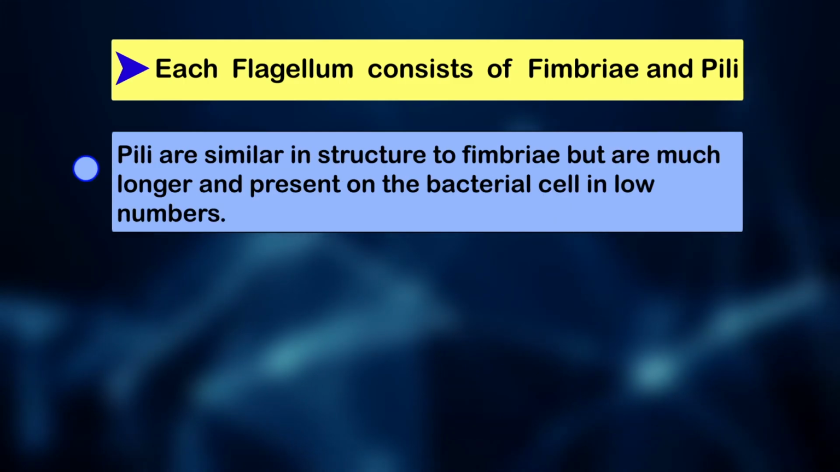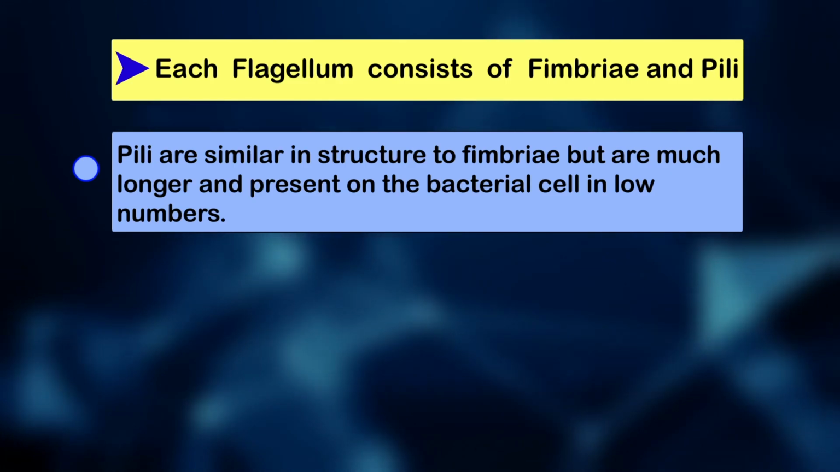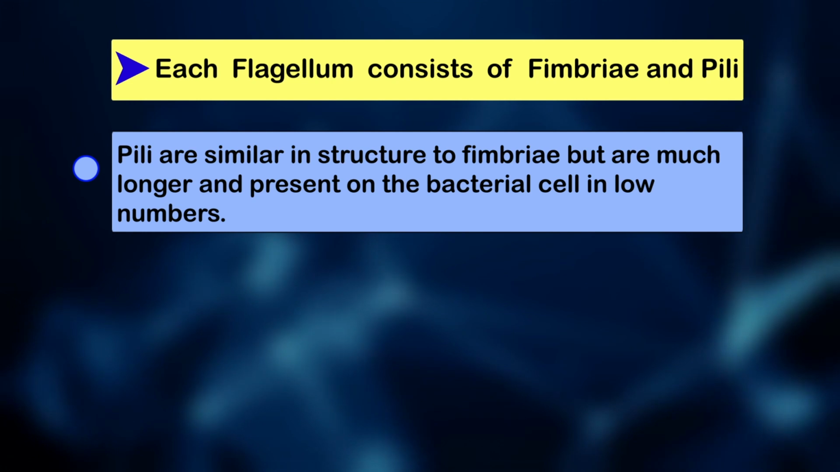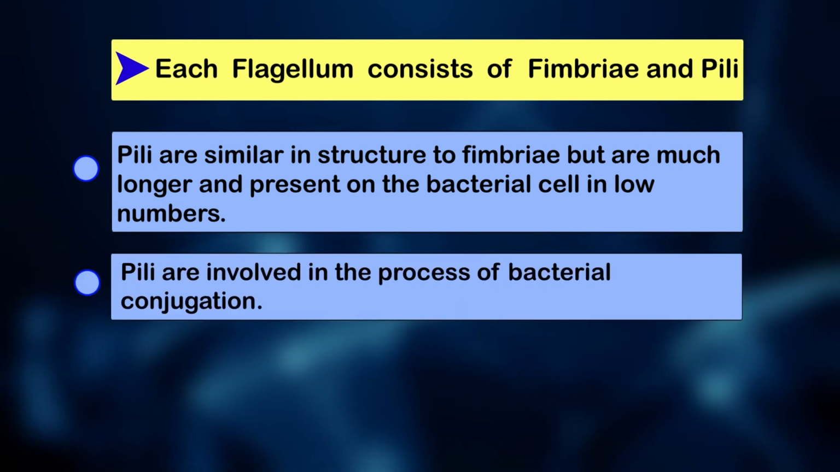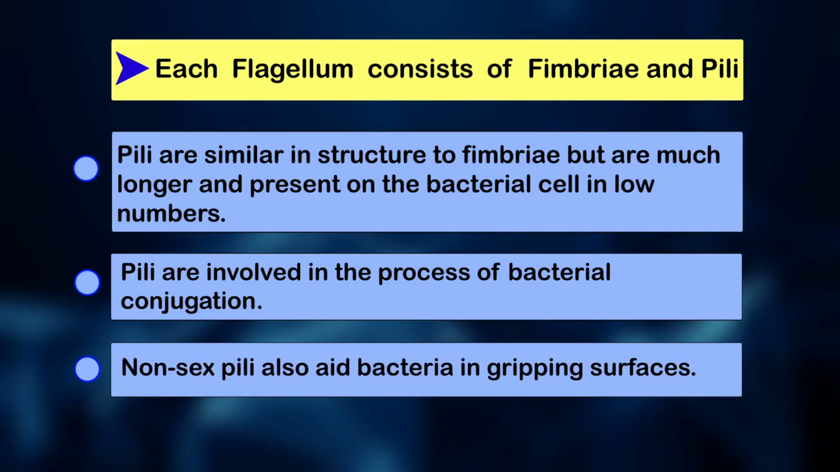Pili are similar in structure to fimbriae, but are much longer and present on the bacterial cell in low number. Pili are involved in the process of bacterial conjugation, and the non-sex pili aid bacteria in gripping surfaces. The sex pilus is mostly used in the conjugation, the genetic recombination of bacteria.